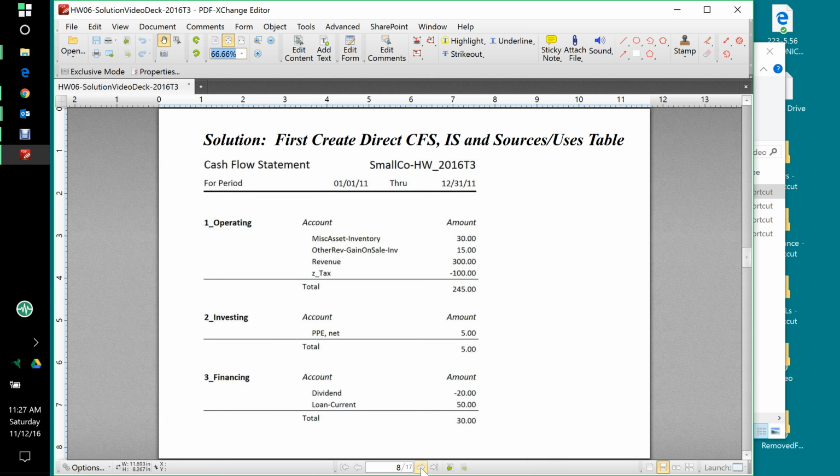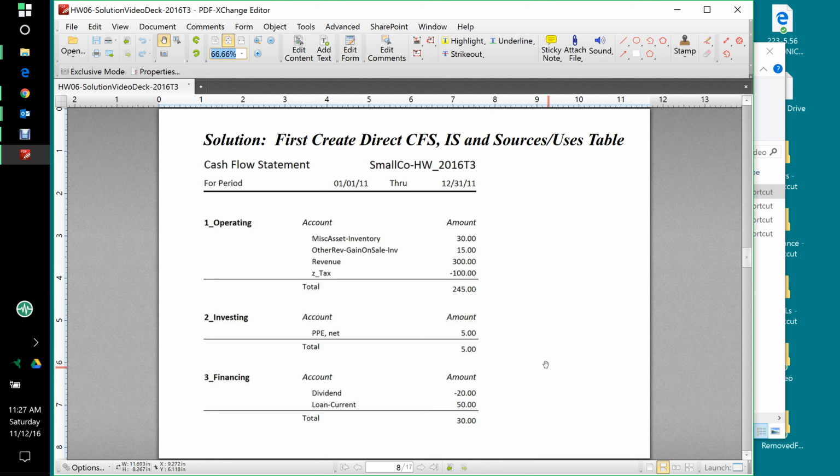So to solve this, what are we going to do? You always want to create a direct method cash flow statement, income statement, and sources and uses table if you're going to find your way over to the creation of an indirect cash flow statement. So we have our direct method cash flow statement here. Important things to note are cash flow from operations, 245 million positive. Let's say our units are millions here.